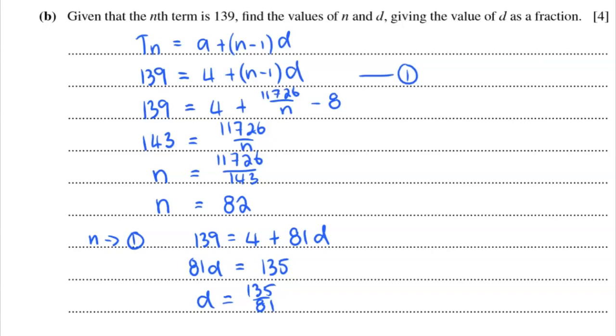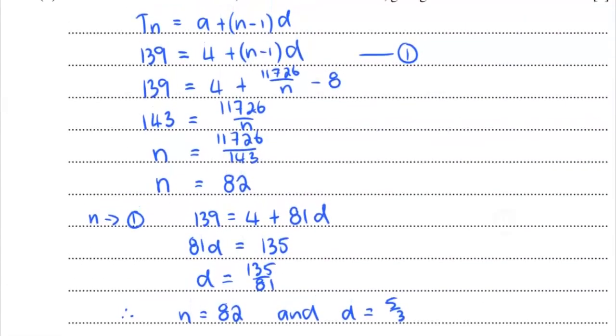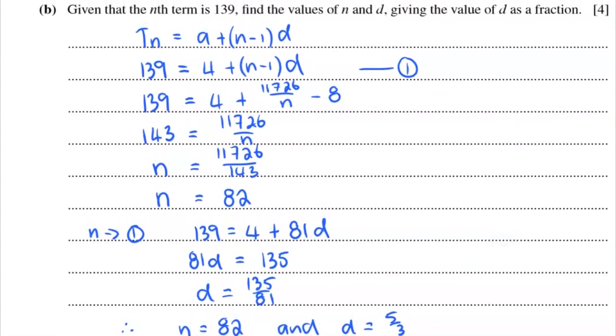And we get 5 on 3, so that's actually a lot simpler. Right, so let's write our answers the way they wanted us to do that. So we go, therefore, n is 82 and d is equal to 5 on 3. That's the second part, part B, completed.